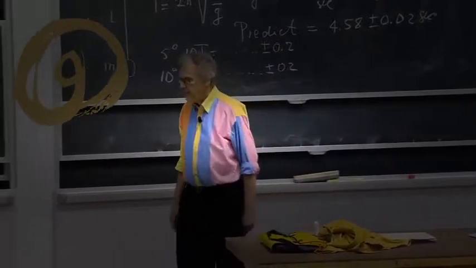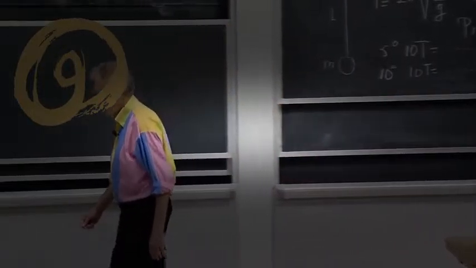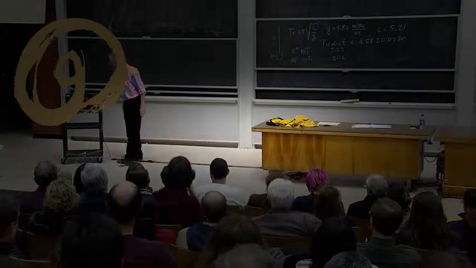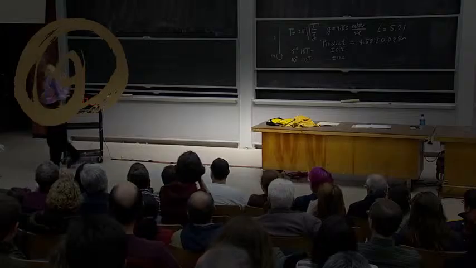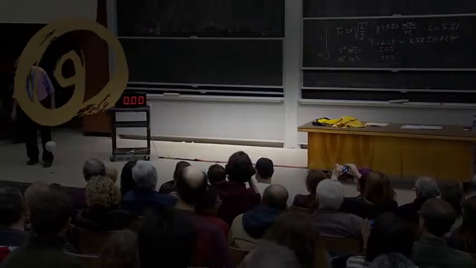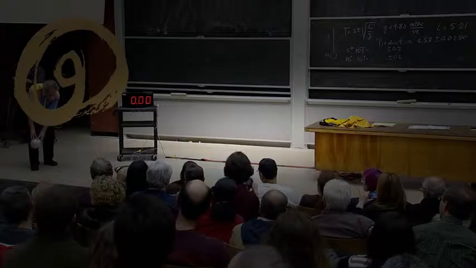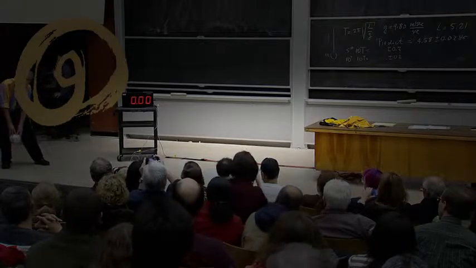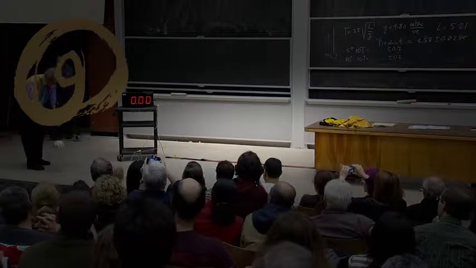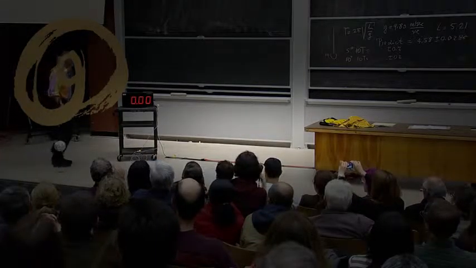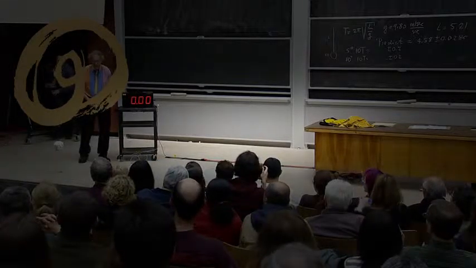So if you're ready for that, you see here the timer, that all of you can see. And here you see the pendulum. And I have two marks on the floor here. If I hold the bulb here, then it is 5 degrees. And when I hold the bulb here, it is 10 degrees. Timing is not easy.